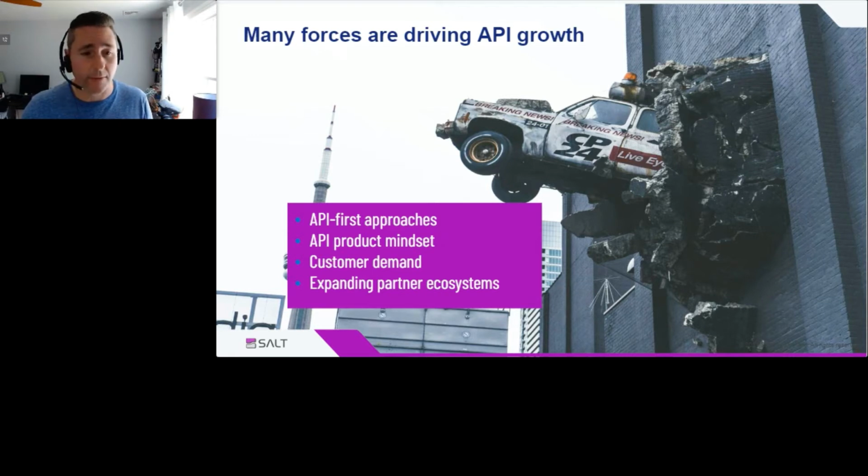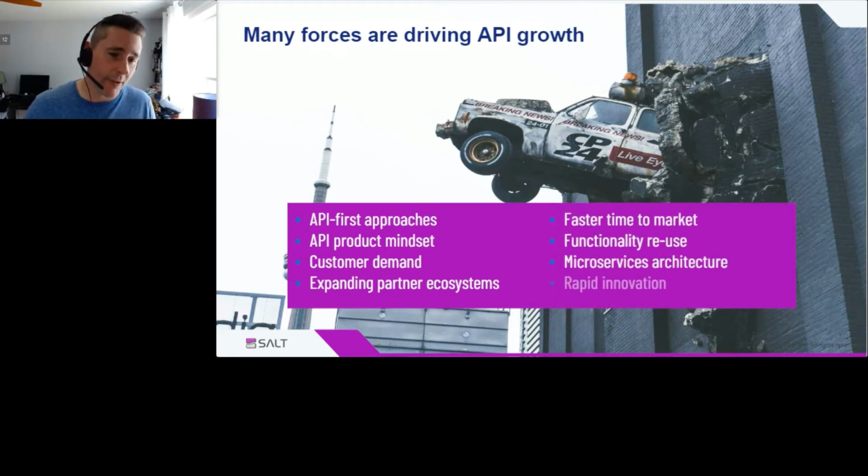usually connect with APIs. Faster time to market, right? We need to build solutions and deliver them rapidly. Functionality reuse, right? This is kind of the name of the game with development anyway. You want to build something that has reusable purposes for other apps and business use cases. You don't want to create one-offs. APIs are a good way of accomplishing that.